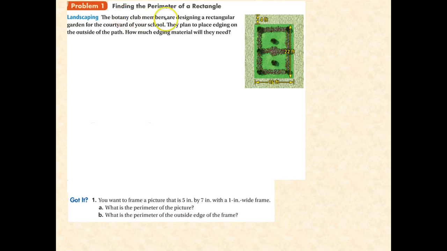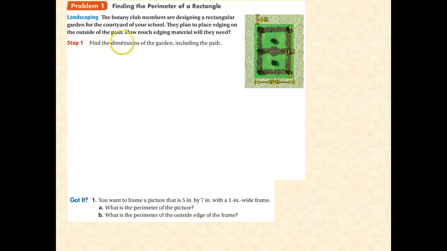The Botany Club members are designing a rectangular garden for the courtyard of your school. How nice of the Botany Club members. They plan to place an edging on the outside of the path. How much edging material would they need? Okay, so it looks like the edging material is just outside here, on the outside of the path.